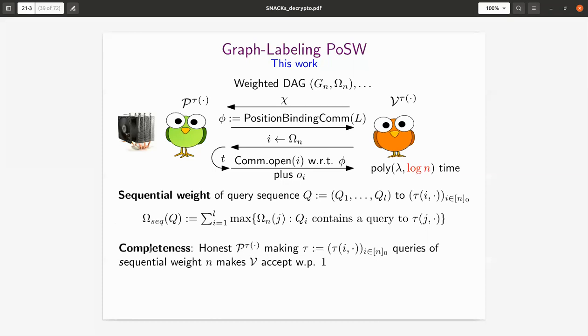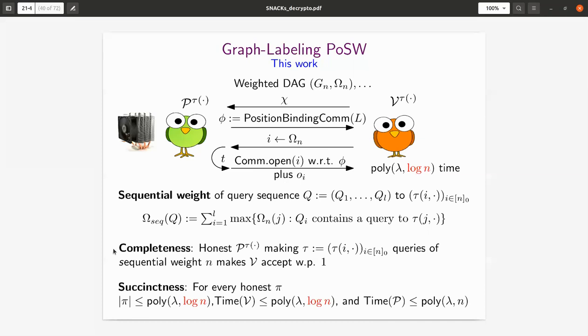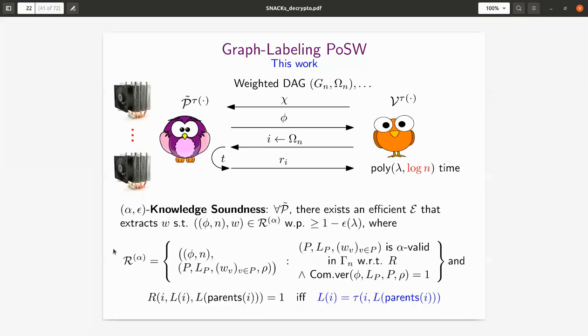Instead of saying that the prover makes n queries to tau, we say it makes queries to tau that have sequential weight n. Instead of just the number n, sequential weight n. Succinctness stays as is. And here, one of the other things that we also do, we define a notion of soundness. We want a notion of extractability. So we define alpha epsilon knowledge soundness, in which essentially what you say is, for each malicious prover, there exists an extractor that extracts a witness for this language that we define with overwhelming probability.